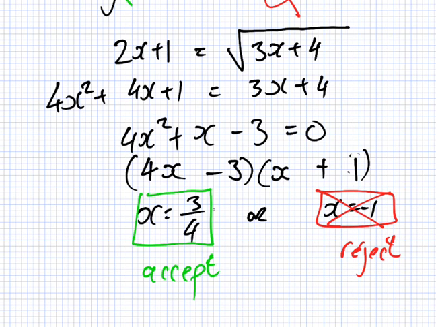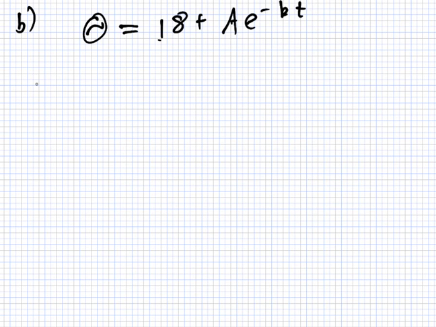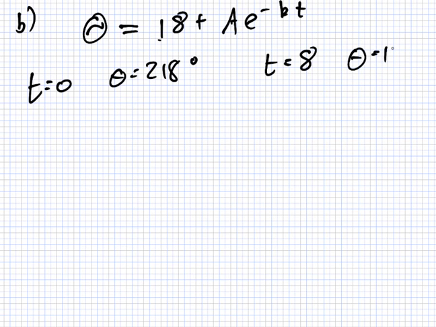Can I go on to B part now? Yeah. So B part, the temperature of an oven is given as 18 plus A e to the minus kt, like that. Very similar to what we were doing before. They tell you at the beginning the temperature when t was 0 was 218 degrees, and then when t is 8, the temperature is 138.